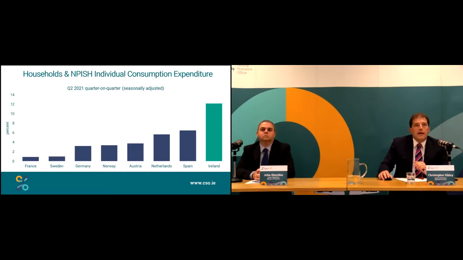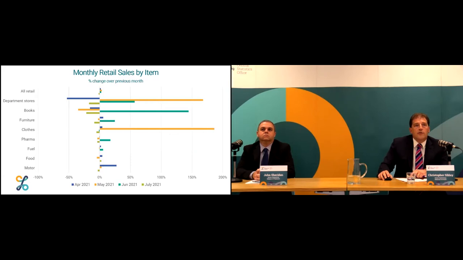Similarly, as we did with the output side, looking at some of our more high-frequency data in CSO with retail sales, we can look across the categories here. And again, we see that it's the timing of the lifting of restrictions and how the month-on-month changes have been affected. So department stores and clothing, large increases month-on-month in May for those, while books and furniture might be a little bit later in June. We're seeing some rises there.